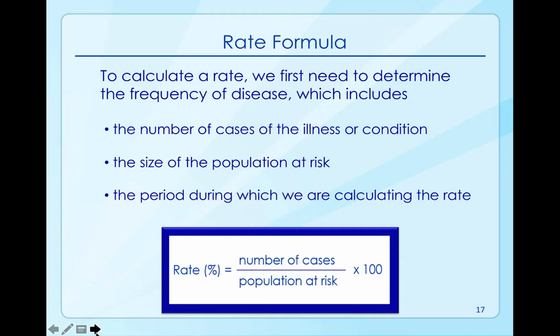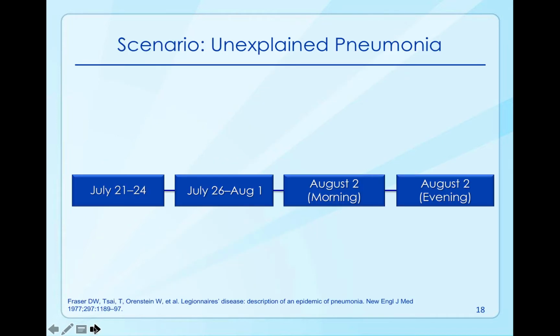And you're probably thinking, well, why do I need to know that? But there actually is a reason. Let's look at an example of how these rates were calculated in an actual case of unexplained pneumonia. Members of the American Legion gathered for the annual American Legion Convention in Philadelphia. Soon after the convention began, a large number of attendees were admitted to a hospital emergency department, or they were seen in doctor's offices with an acute onset of fever, chills, headache, malaise, dry cough, and muscle pain.